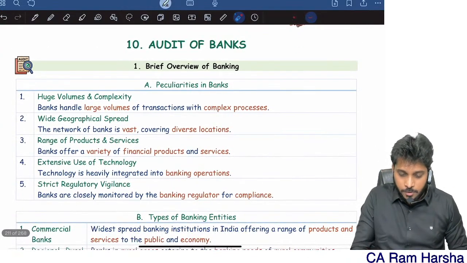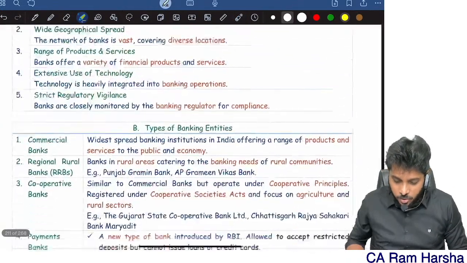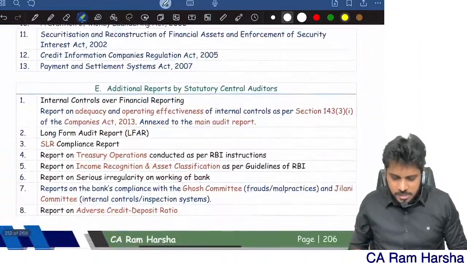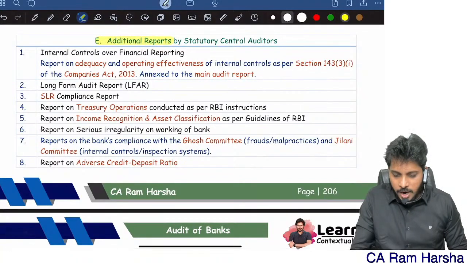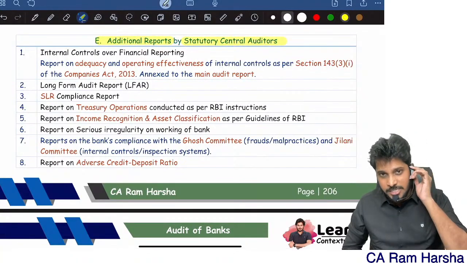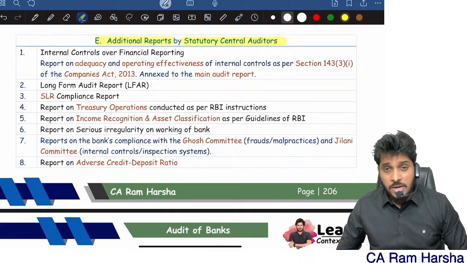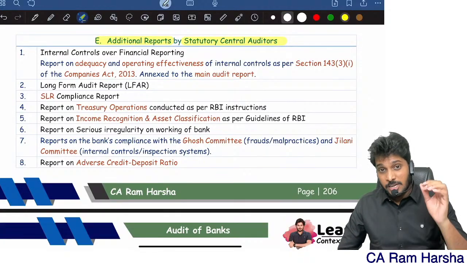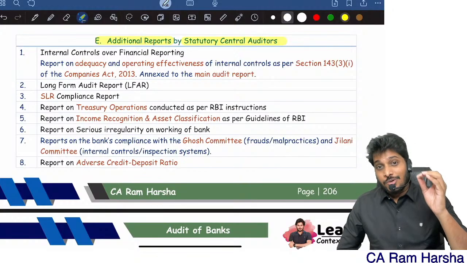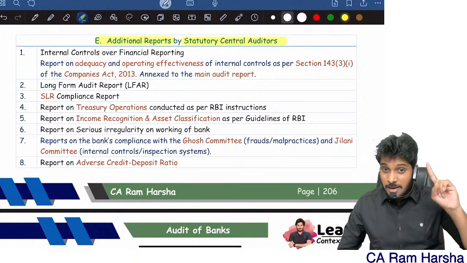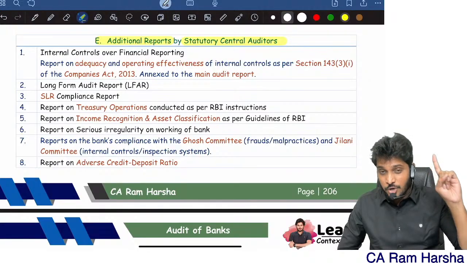Now, audit of banks. Inside this, mainly I will discuss important points. What are the additional reports by the statutory central auditor? I have already taken the SBI example. 12 joint auditors will be there. 6,000 branches were audited in SBI. I discussed this when discussing the other matter paragraph in the audit report topic.